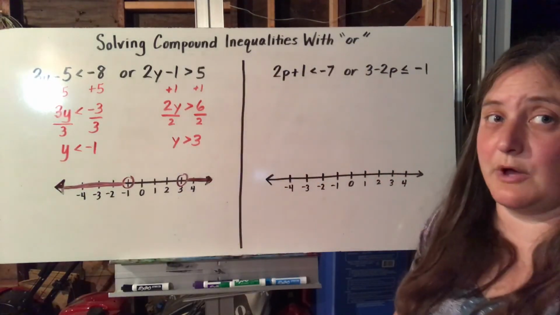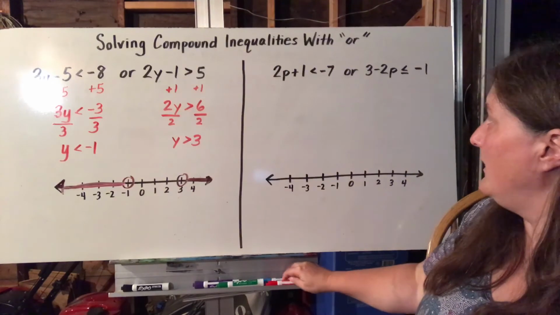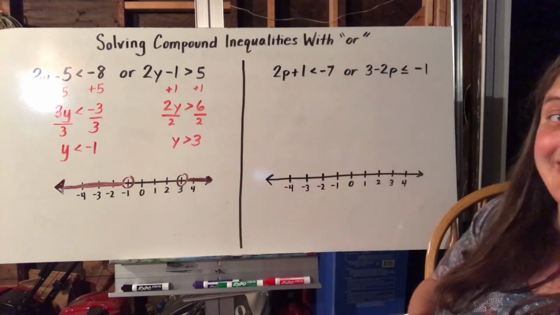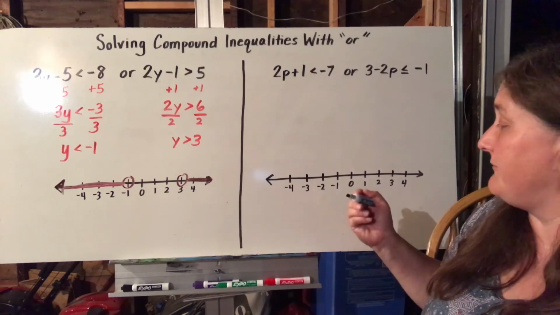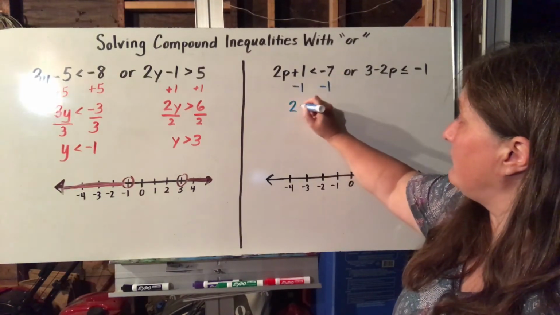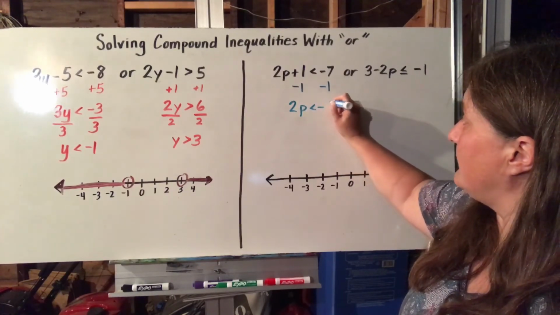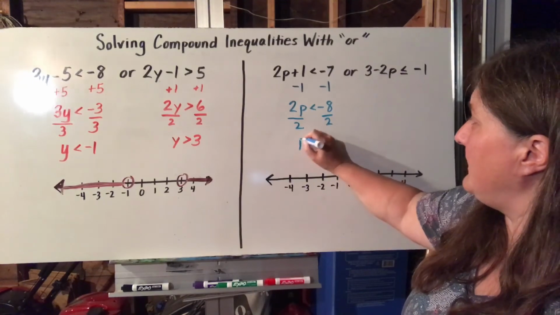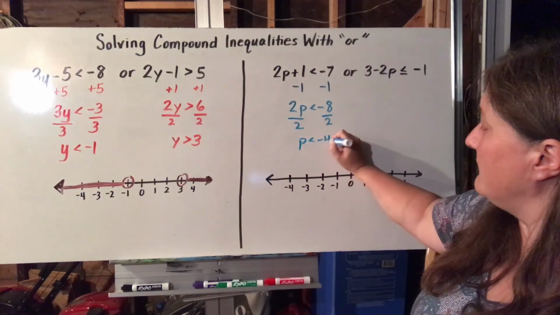So let's try another one with or. So this time I'm starting with 2p plus 1 is less than negative 7. So let's solve this guy first. I'm going to subtract 1 from each side, and I'm going to have 2p is less than negative 8. I'm going to divide each side by 2, and I get p is less than negative 4.